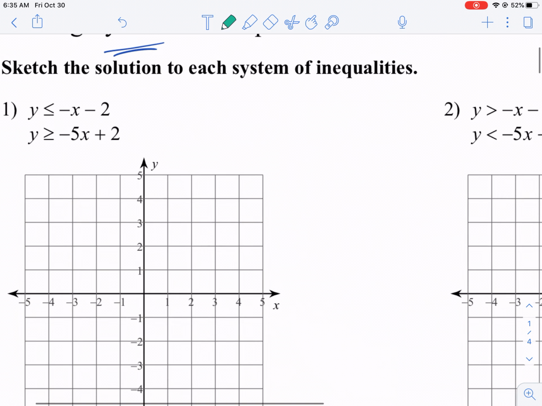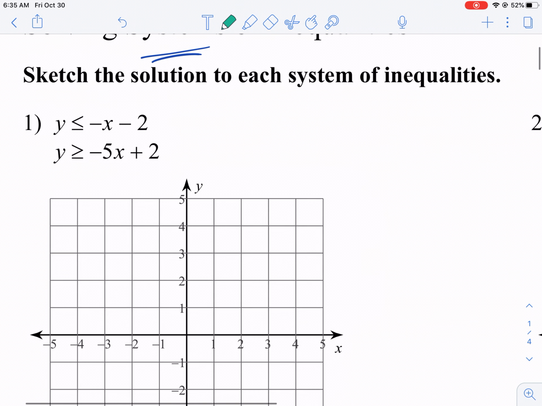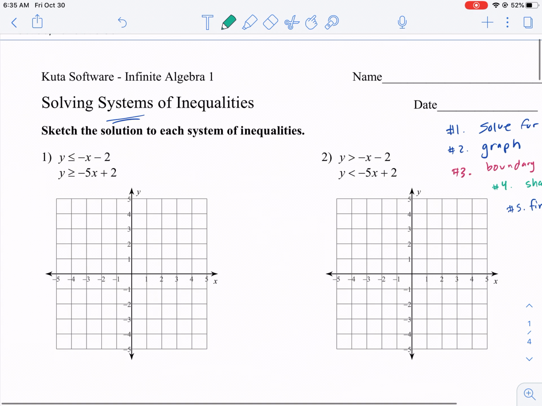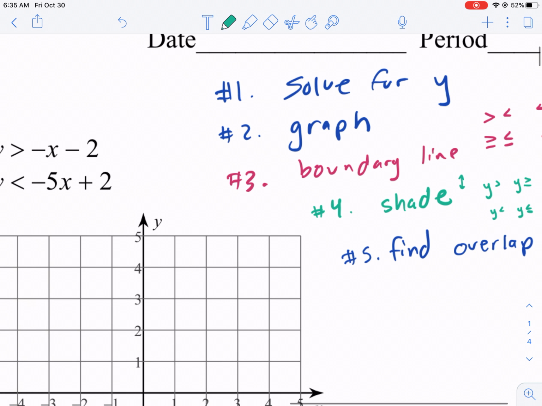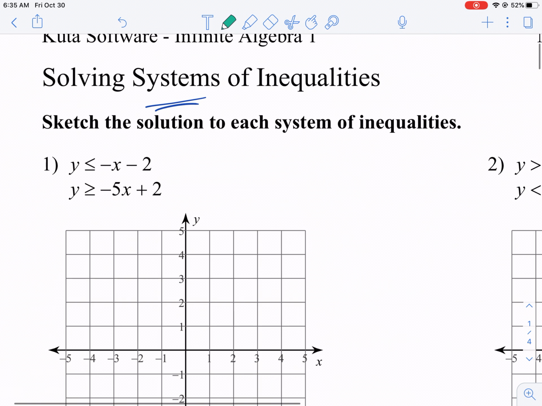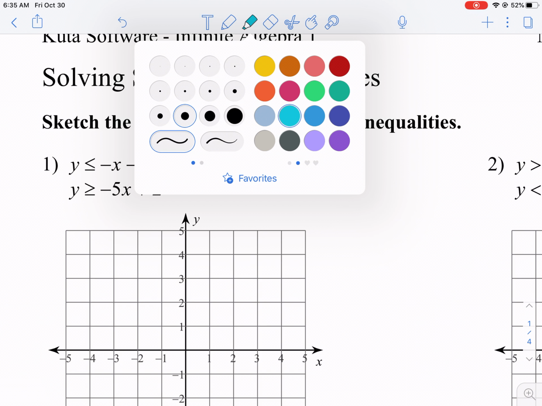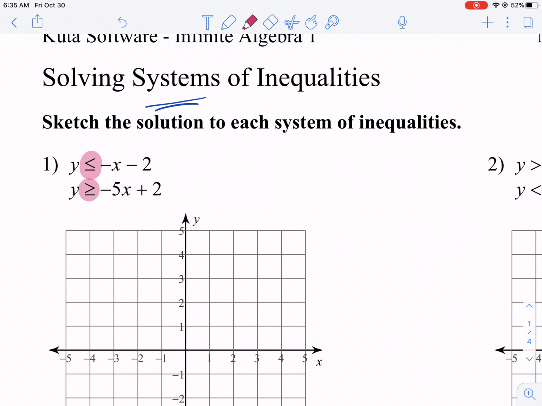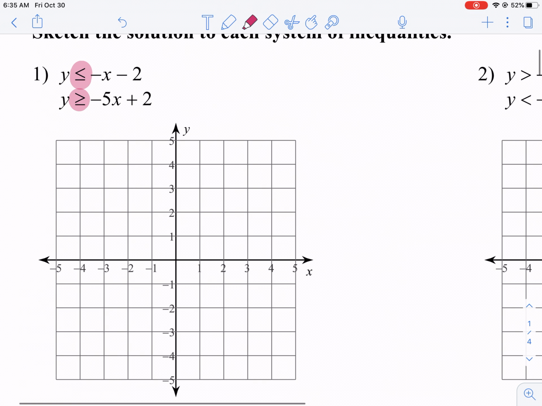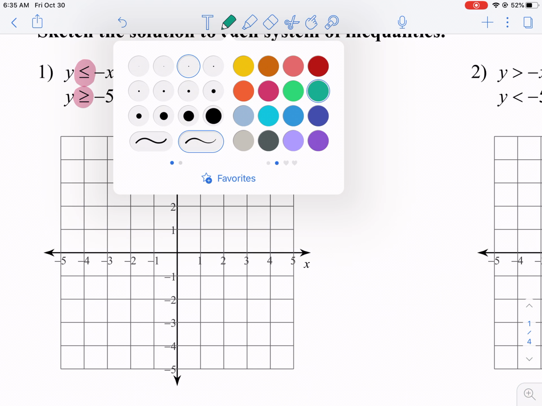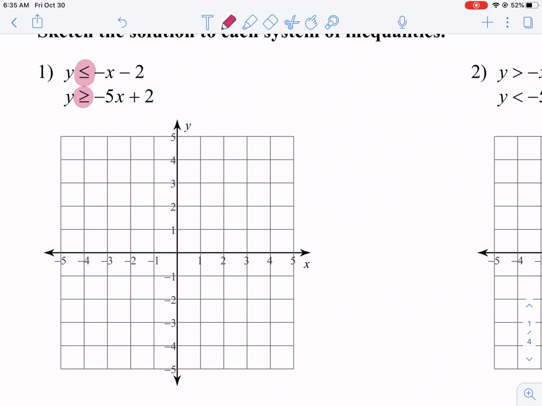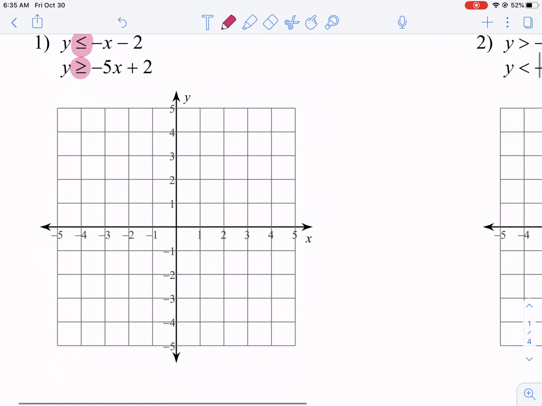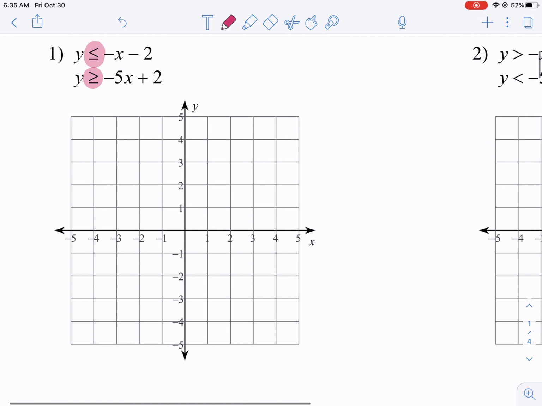Let's do number one. So we have it solved for y, done. Now we need to graph, but as we graph, we want to see what kind of boundary line it has. We see here that it has less than or equal to, greater than or equal to, so we know we're going to use a solid line for both. Now, if you don't know how to graph, you're going to have to watch some previous tutorials I have done on slope-intercept form. I'm doing this video with the understanding that you know how to do this.